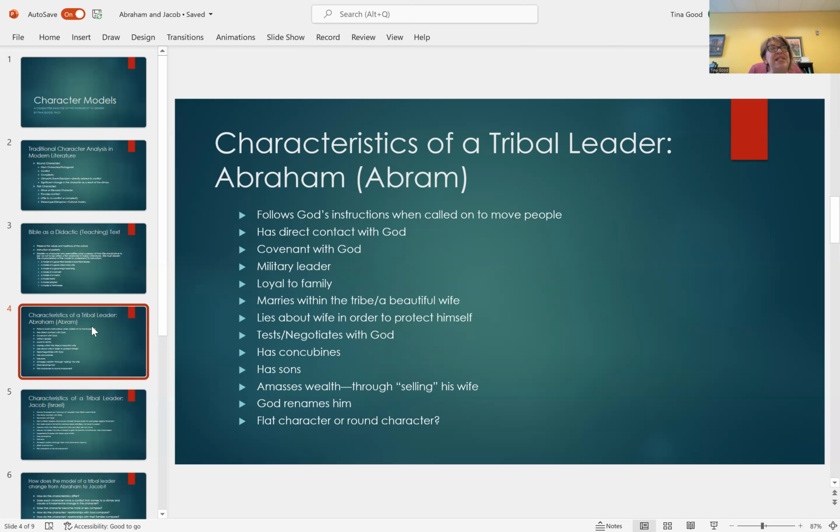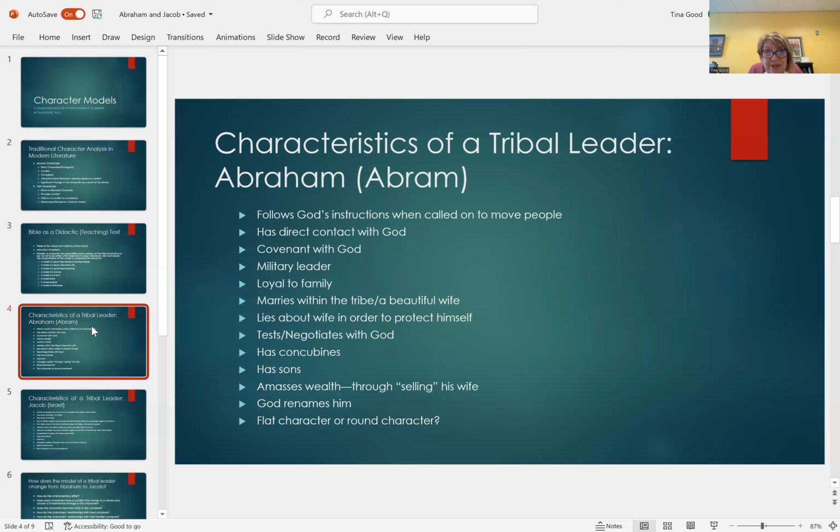In fact, he even gets to entertain God in his tent, right? God actually comes to him with two angels, and they speak to each other. He has to have a covenant with God, right? So God tells him, if you do as I say, then you will have all of these tribes and nations and nations and nations that will follow you and your sons.